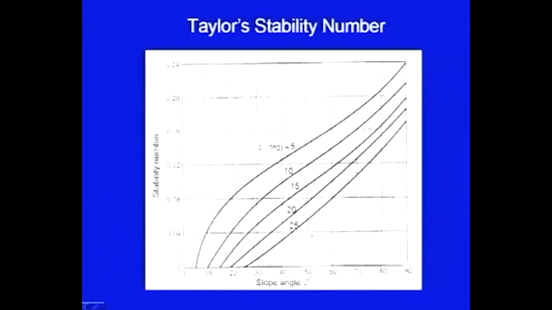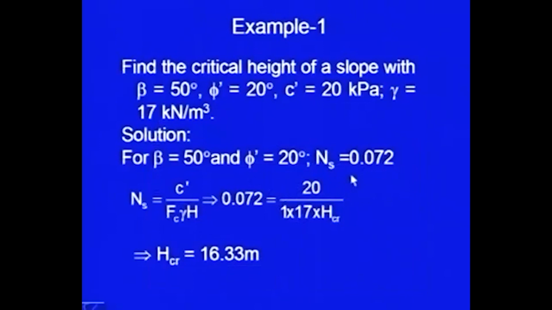So, this is 50, here it is phi dash equal to 20. So, this value is somewhere here, it is little less than 0.08, you can exactly interpolate it. So, it comes out to be around 0.072. So, NS is 0.072 and it connects C, FC, gamma and H. So, 0.072 is equal to 20 upon FC. We are calculating the critical height.